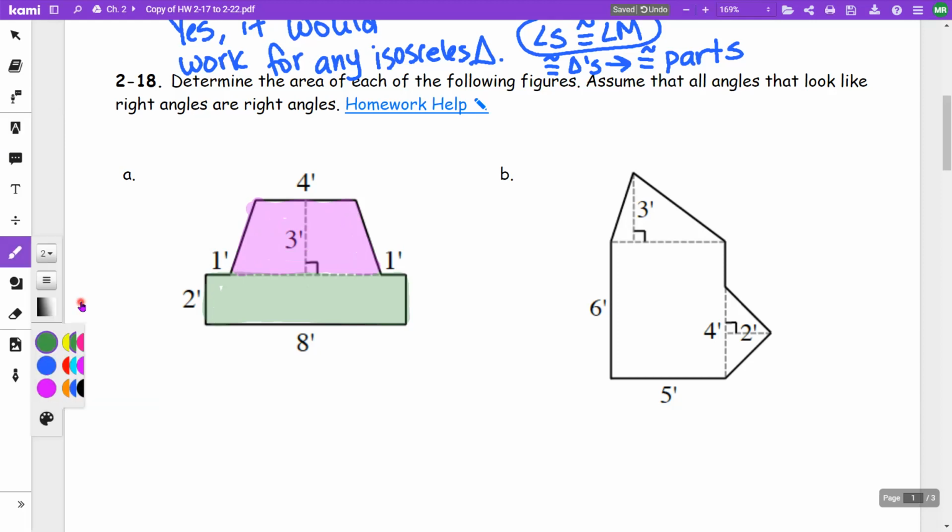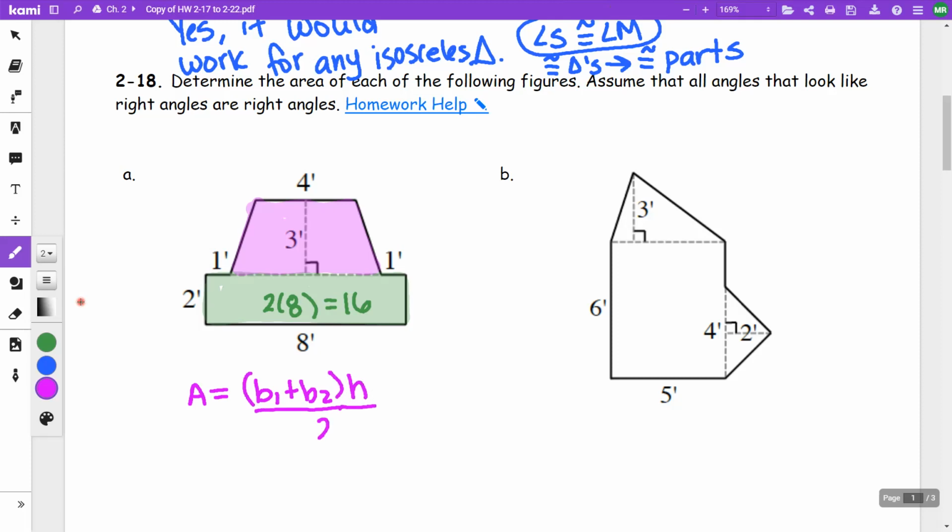Now, the area of the rectangle is going to be base times height, or length times width, which is going to be 2 times 8, which is 16. Jumping ahead here. Now, for the trapezoid, the formula for area of a trapezoid is equal to base 1 plus base 2 added up times the height and then divided by 2, or 1/2 of the base 1 plus base 2 times height.